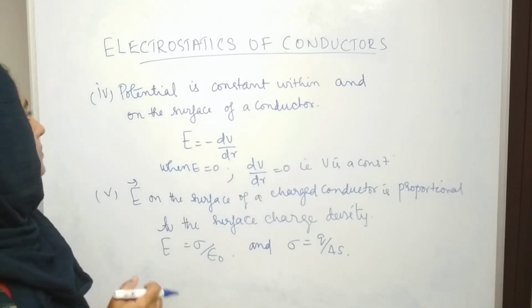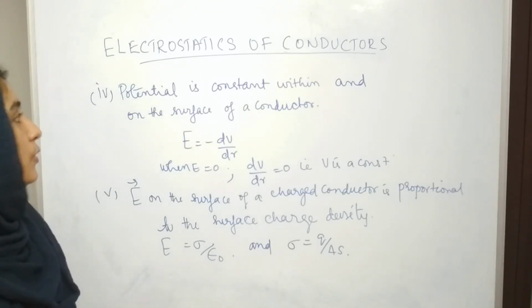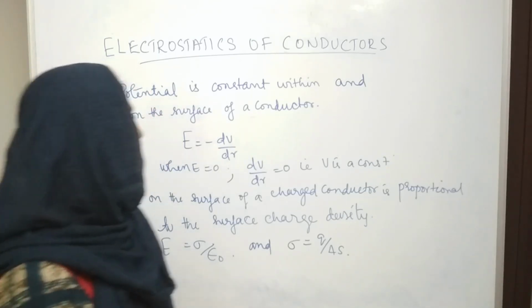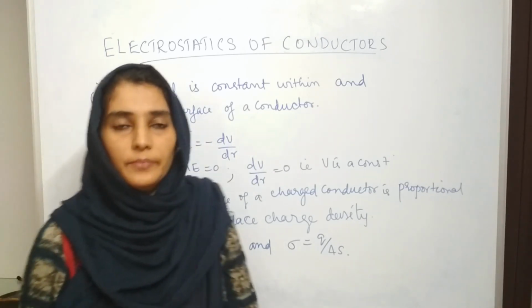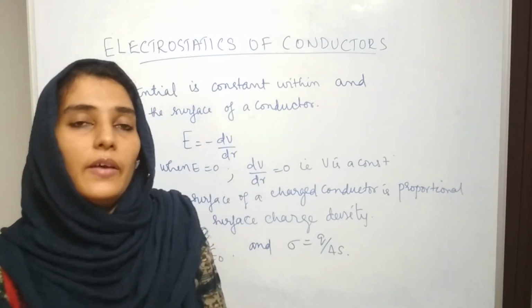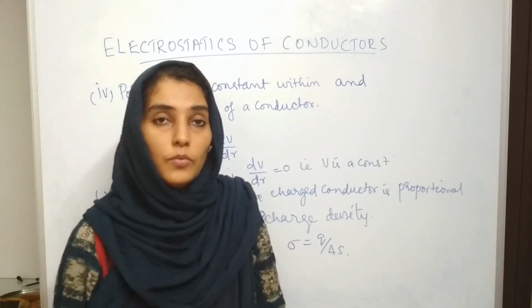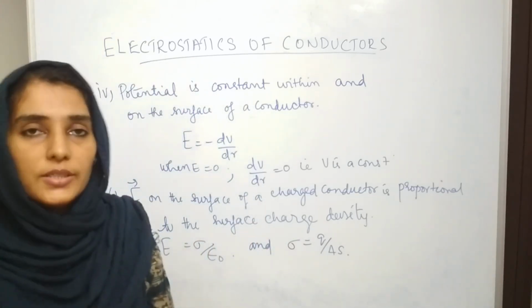Let us see the other properties, that is potential. Fourth one, potential is constant within and on the surface of a conductor. That is, we have been discussing the electric field. Then what is the potential related to a charged conductor?